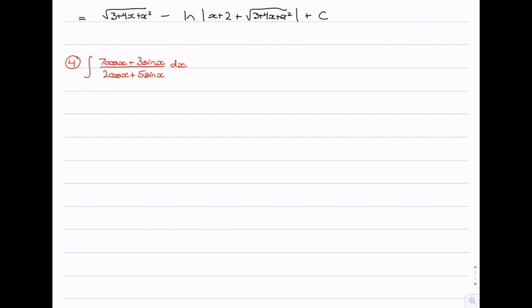The fourth and final example is the integral of 7 cos x plus 3 sin x divided by 2 cos x plus 5 sin x. So, in this integral, we have a function of the form p of x divided by q of x, where p of x is equal to a times cos of x plus b times sin of x, divided by c times cos of x plus d times sin of x. So what we have is a linear combination of cos and sine divided by another linear combination of cos and sine. And what's the trick with these types of questions?